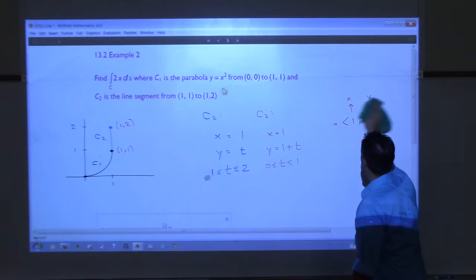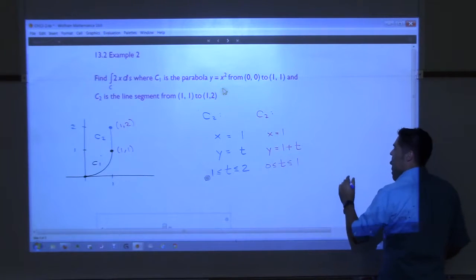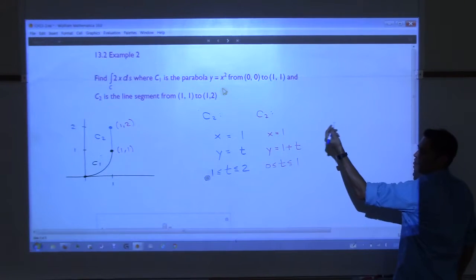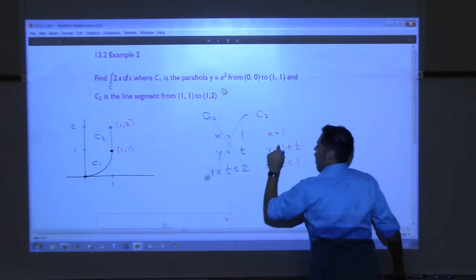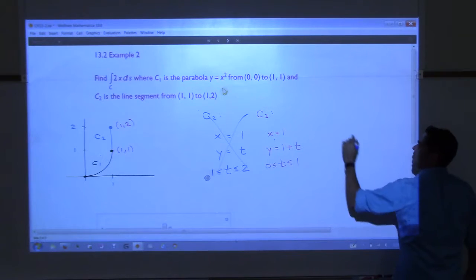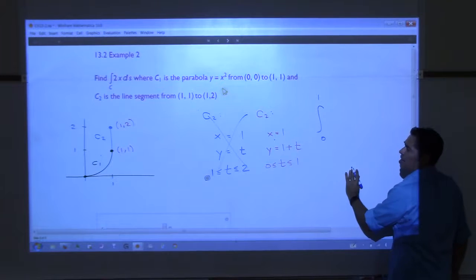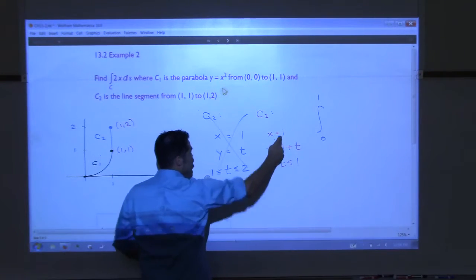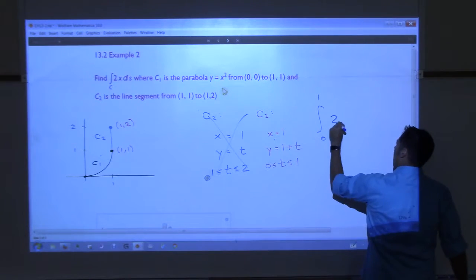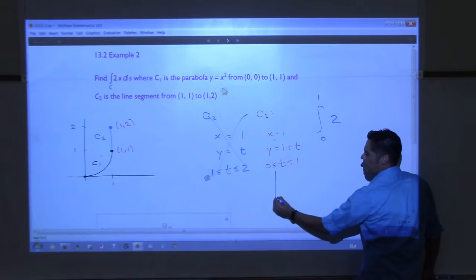All right, so now I'm ready to set up the integral. So the integral over C2 is going to be this. I'm going to do it in blue because it shows up better, but we're actually not doing that one. We're doing this one. Okay, so it's the integral from 0 to 1 of 2x. What's 2 times x? Well, that's 2 times 1, right? So that's just 2. And I didn't get the square root part. I guess I should have done that, huh? Let's do that square root part here.